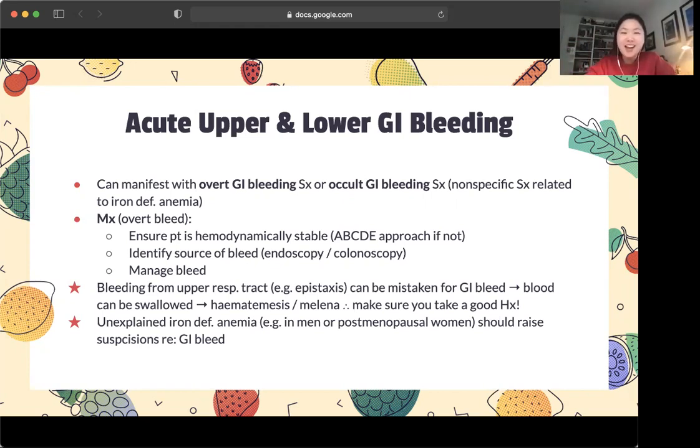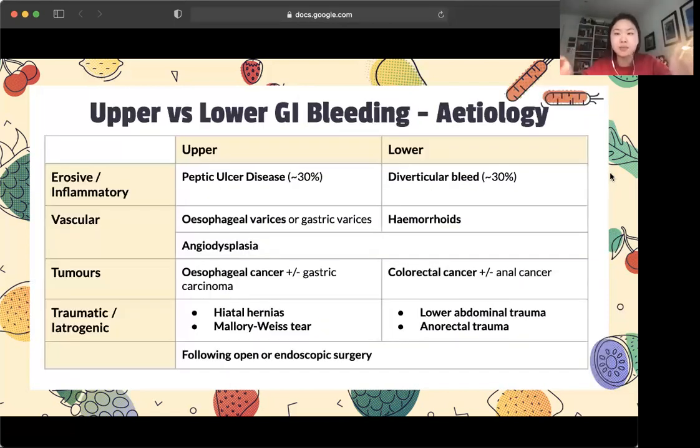Wow, amazing. And just some things to note. Bleeding from the upper respiratory tract, such as severe nosebleeds, can be mistaken for a GI bleed, because that blood can be swallowed and can manifest as hematemesis or melena. So make sure you take a really good history, because you don't want to be investigating GI bleeds when the patient says, oh, I had a really bad nosebleed and I swallowed a lot of blood. Also, unexplained iron deficiency anemia, such as in men, should always raise suspicion of a GI bleed, because iron deficiency anemia is not that common. So you always want to think, okay, maybe it's a GI bleed.